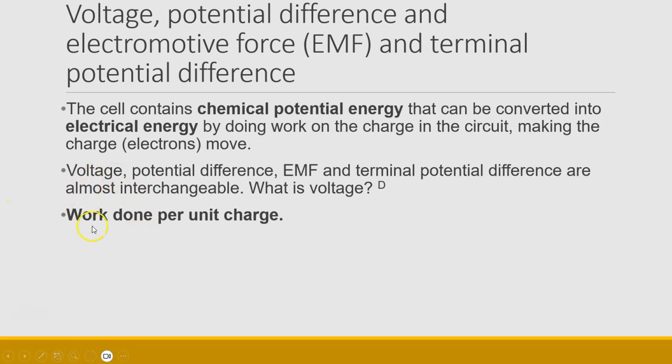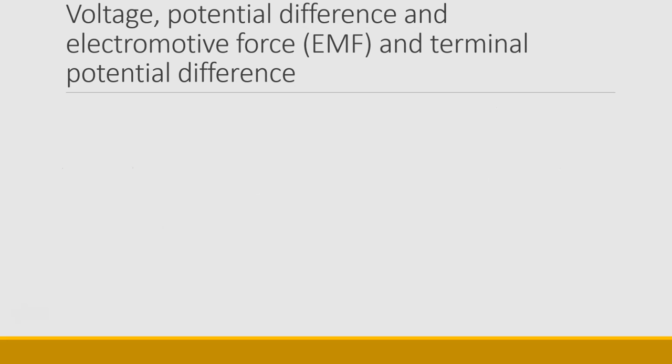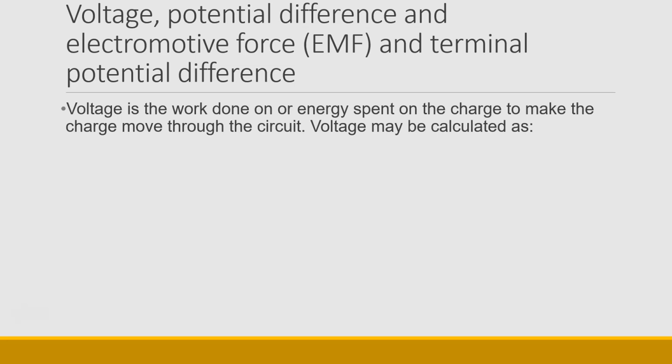It is the work done to push the charge through the circuit, the charge being the electrons. So remember that voltage is that push to get the electrons to move through the circuit. It's that energy needed to move the electrons around, to give them that energy to run around the circuit. So voltage is the work done on, or the energy spent on, the charge or the electrons to make those electrons move through the circuit.